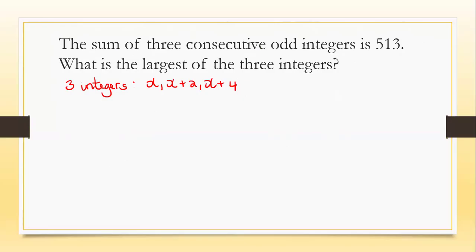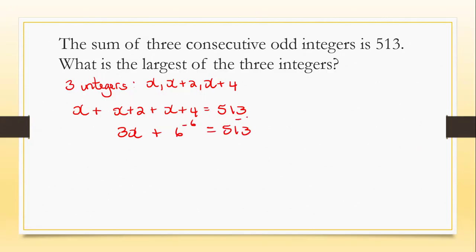Now it says that the sum of these 3 odd integers is 513. Sum indicates that it's the result of addition. So we have x plus x plus 2 plus x plus 4 is equal to 513. Simplifying, 1x plus 1x is 2x, 2x plus 1x is 3x. 2 plus 4 is 6, that's positive 6, is equal to 513. Subtracting 6 from both sides, we get that 3x is equal to 507.